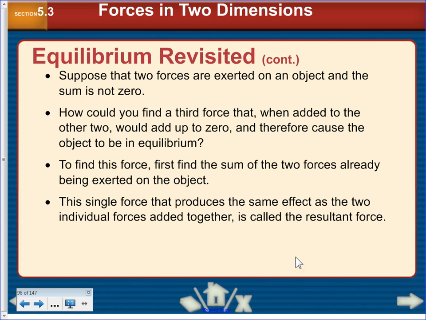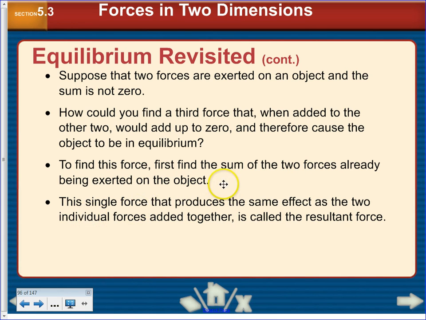Okay, so suppose we have 2 forces that are exerting on an object, and they're not opposite each other, and the sum is not 0. One of two things: either we have an object that's going to be accelerating, or we need to establish a third force that, when added to the other 2 forces, adds up to 0 and therefore causes the object to be in equilibrium. If we're interested in equilibrium, then this has to be the case.